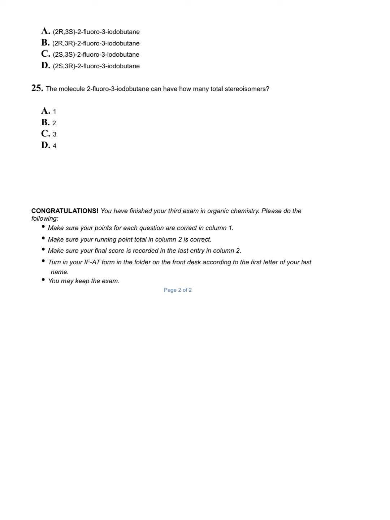So 2R, 3S. And finally, the last question says, for that molecule, how many total stereoisomers? You have 2 stereogenic carbons, 2 to the 2 equals 4. The answer is D. And if you look, they're all listed here. So 1, 2, 3, 4. Those are the names of those 4 stereoisomers.